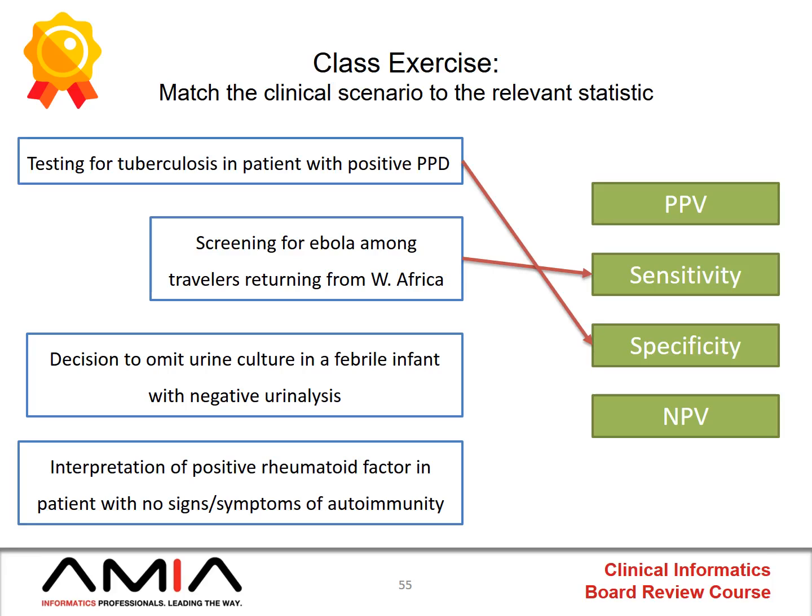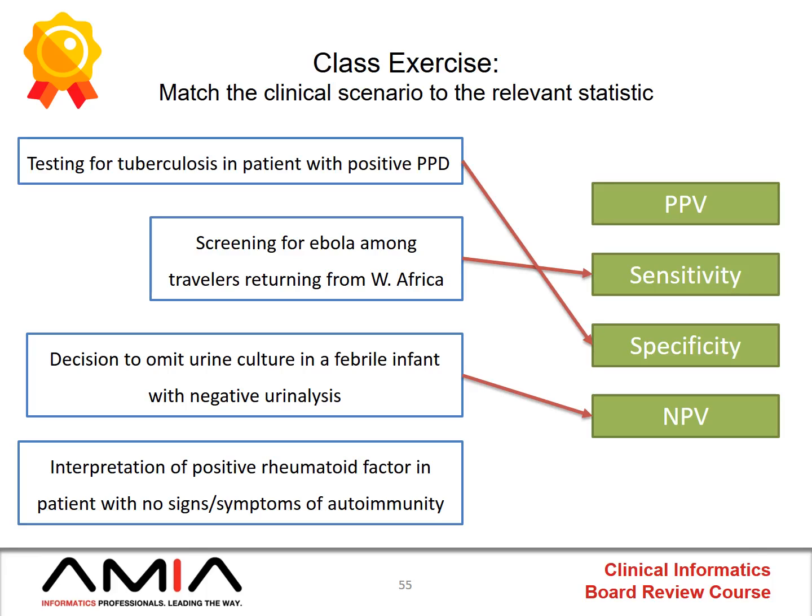In the third example, I have a patient with a negative urinalysis, and I'm using that urinalysis as the basis for deciding to omit a urine culture. So this is a febrile infant. I'm saying, you know what? I trust my negative urinalysis. I don't think this patient has a urinary tract infection. I'm not going to do the urine culture. Which of these 4 statistics do I need to optimize to be able to make that decision safely? And the answer there is the negative predictive value. I need to be able to reassure myself that if the test is negative, that means the patient does not have the disease, and therefore it's safe to omit the urine culture.